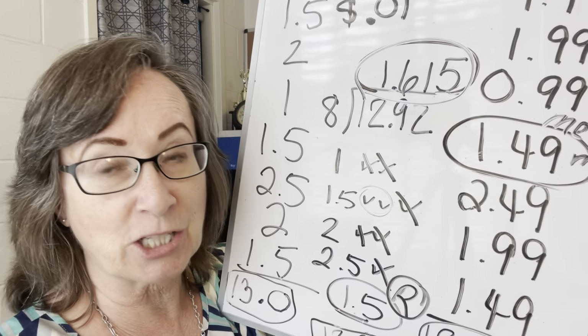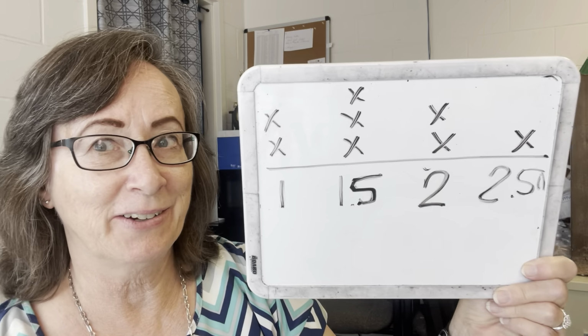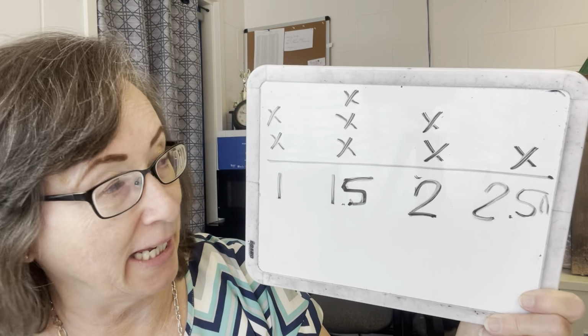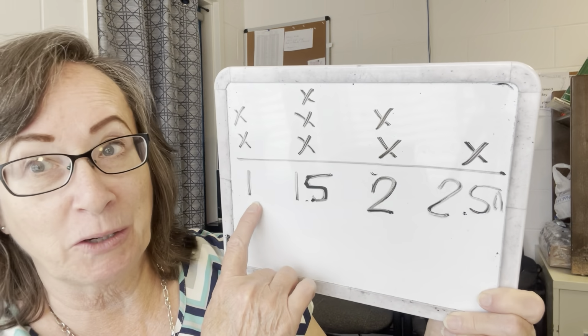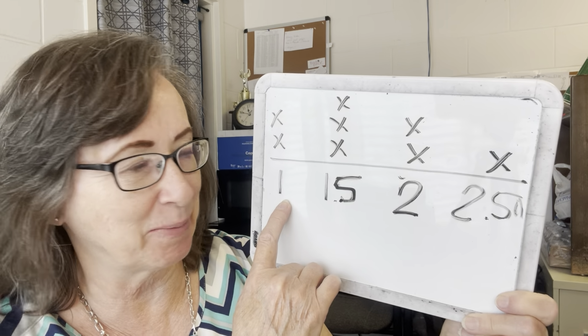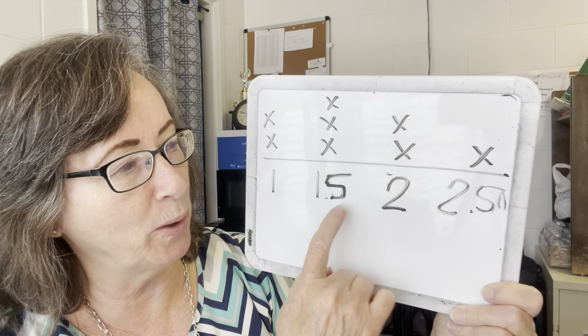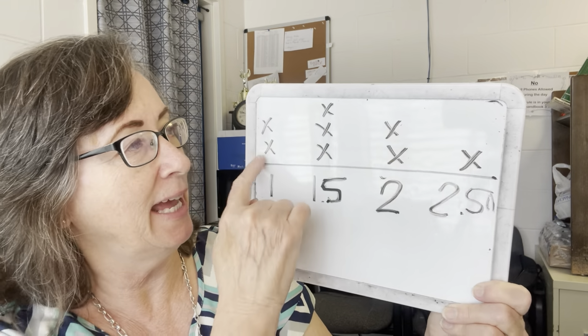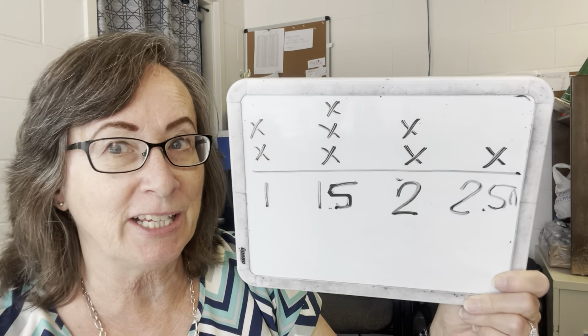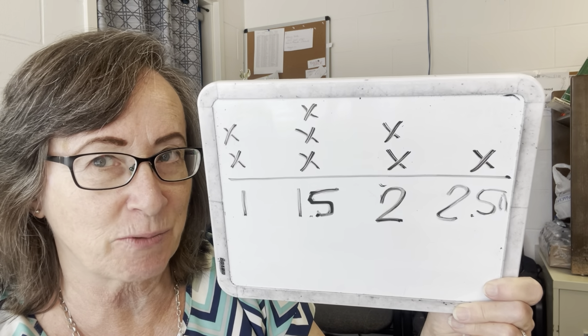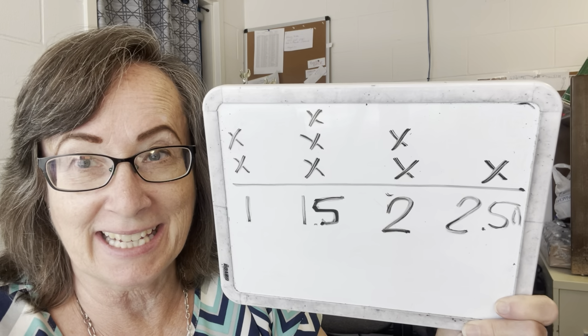So let's look at the display of the line plot, which I'm going to show you in just a moment. And here is the line plot for G. All they're doing is putting 1. Notice they're rounding a little bit. You wouldn't want to put 0.99 on the line plot. 1, 1.5, 2, 2.5. And they're just putting X's for each one in the data set that is represented. That's all they had to do.